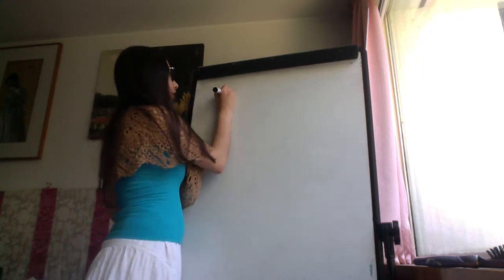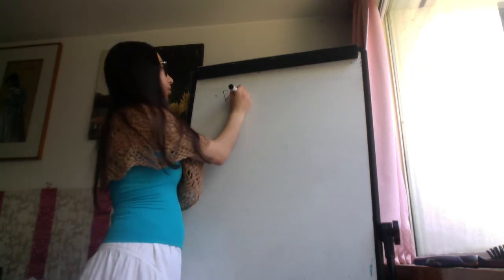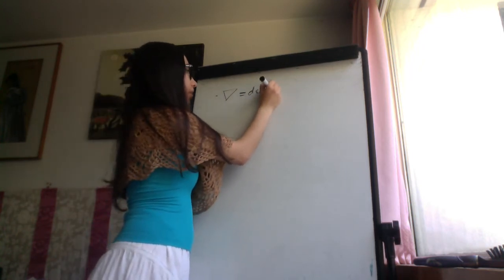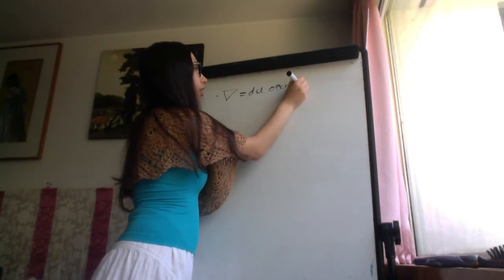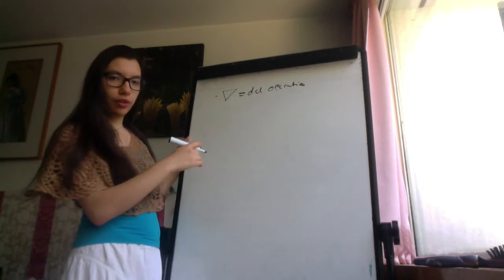In this video, we're going to see the first derivatives of vector fields. We have the operator Nabla. This Nabla operator, also called the del operator, is taking the partial derivative of a function.